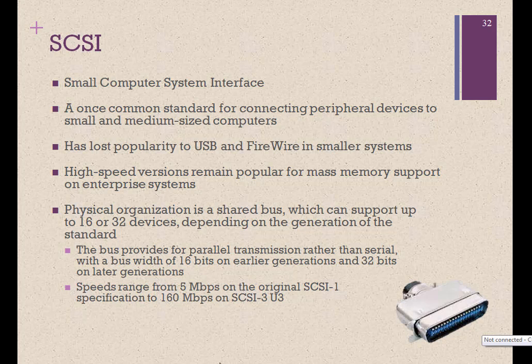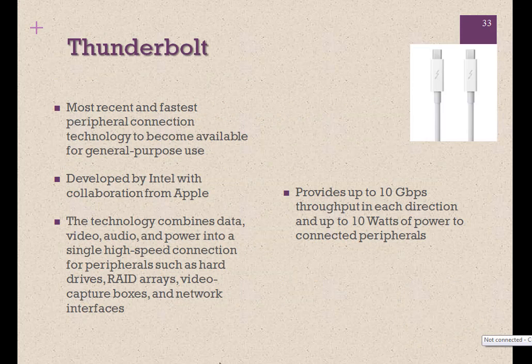The physical organization is a shared bus which can support up to 16 or 32 devices, depending on the generation of the standard. This bus provides parallel transmission rather than serial, with a bus width of 16 bits on earlier generations and 32 bits on later generations. Speeds range from 5 megabits per second on the original SCSI-1 specification to 160 Mbps on the SCSI Ultra3 version. This one is Thunderbolt.